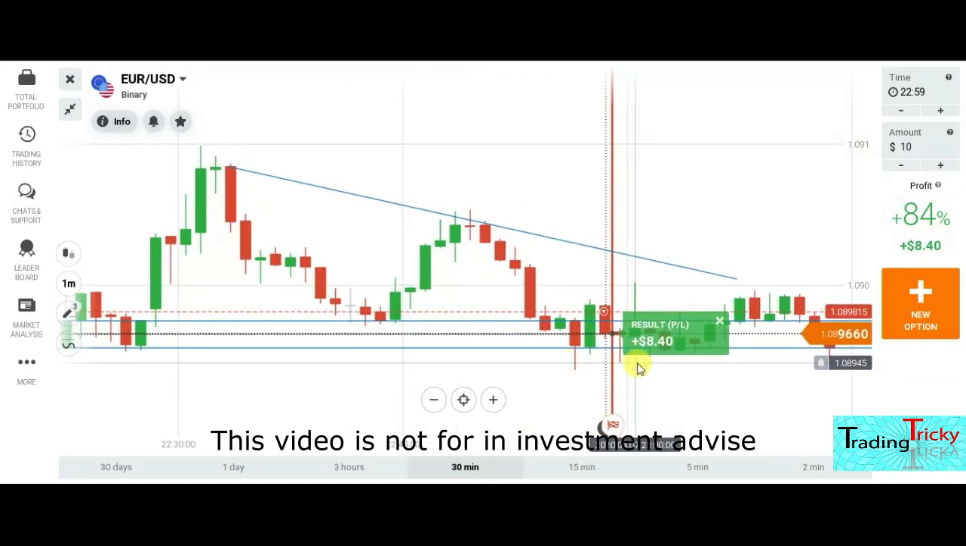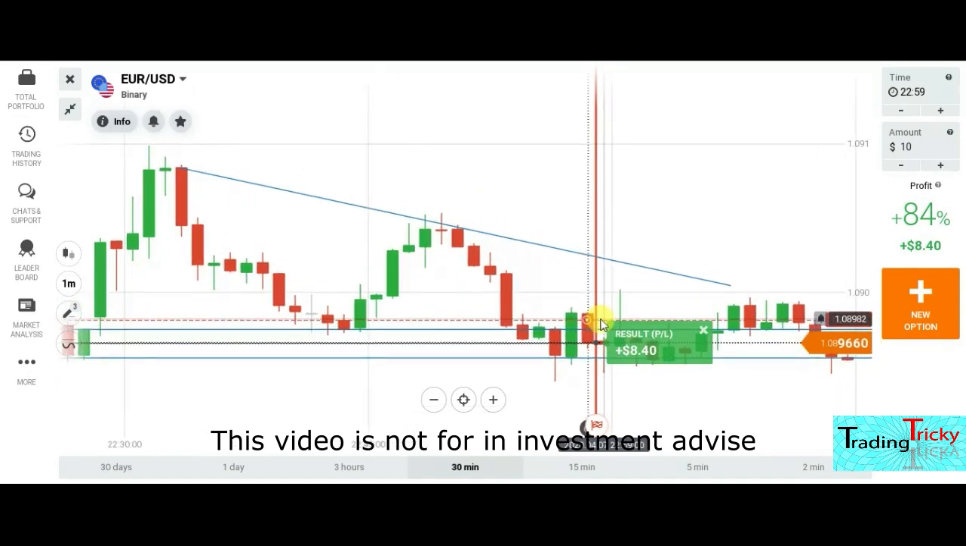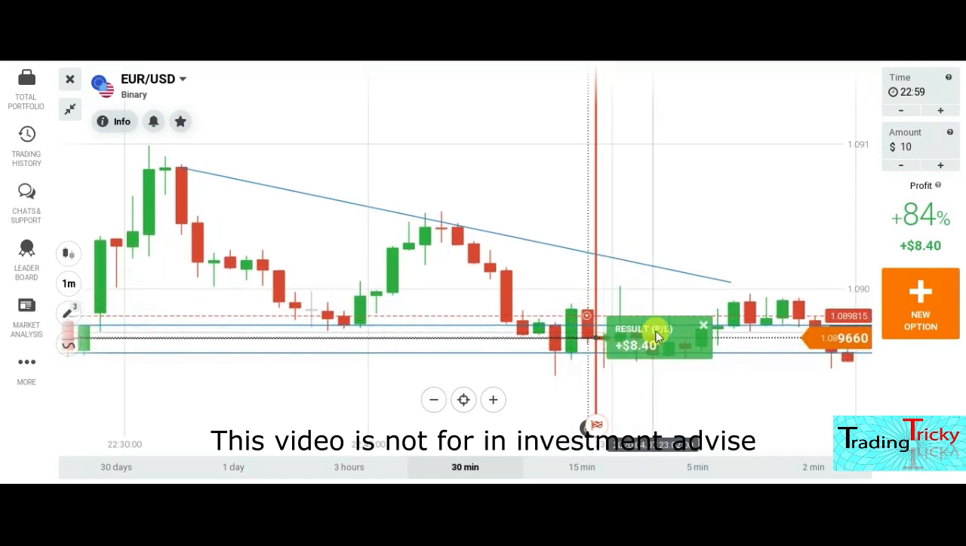Then this is my fifth trade. When I saw that the market bounced back from that level, and that candle is very strong, mostly when any candle forms as a strong candle from that level, the next candle reverses. I mean, the next candle will be opposite. That's why I placed a sale option here, and I won this trade.